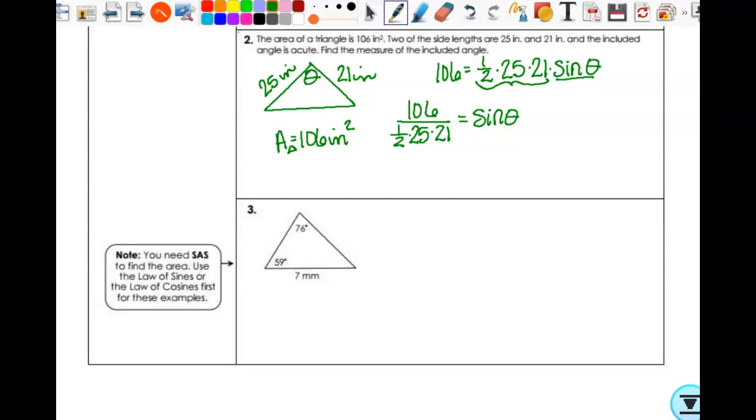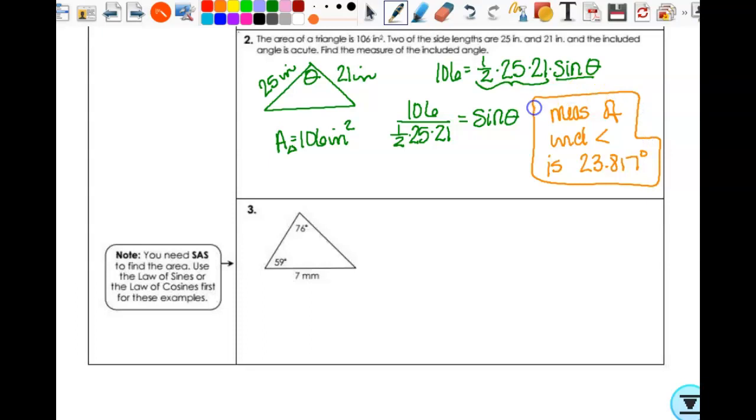And then we should get that. Let's find the measure of the included angle. The measure of the included angle is 23.817 degrees. It's fine to abbreviate. Just make sure that however you abbreviate, anybody else in this classroom, if they were to read it, they would know what you're trying to say. If you try to make up your own little acronyms or whatever, that's not going to work. But measure of included angle is 23.817 is plenty.